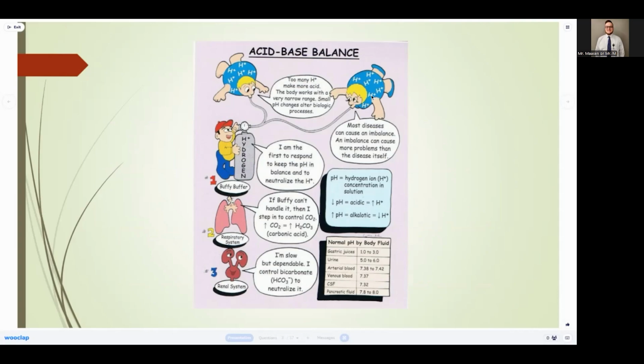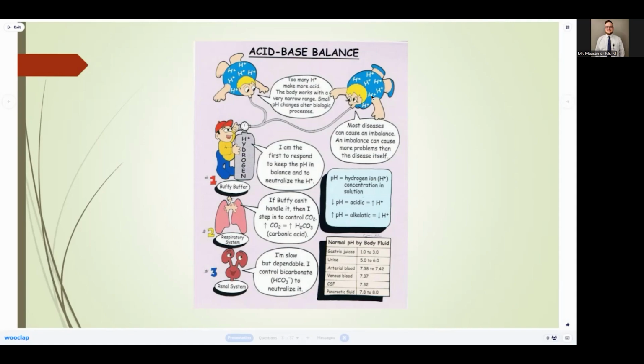So acid base balance, how do we maintain it? Again, if we have too many hydrogen ions, I'm more acidic. The body works in a really narrow range. The first buffer system is the bicarb buffer that they've talked about here. This is bicarb binding with hydrogen to mask it and then get rid of it later. And that controls our acidity.